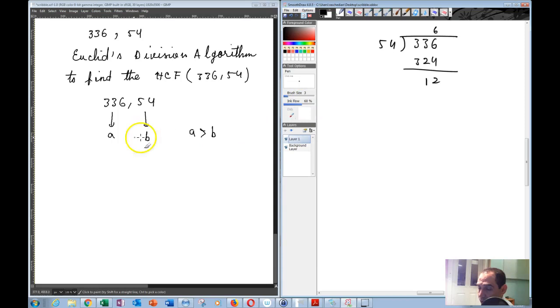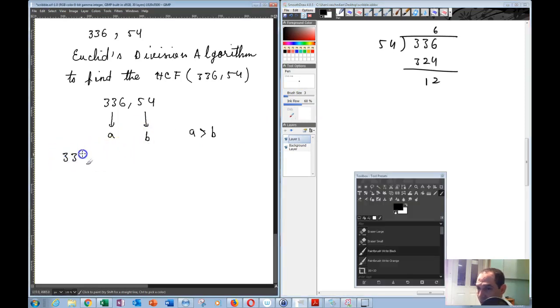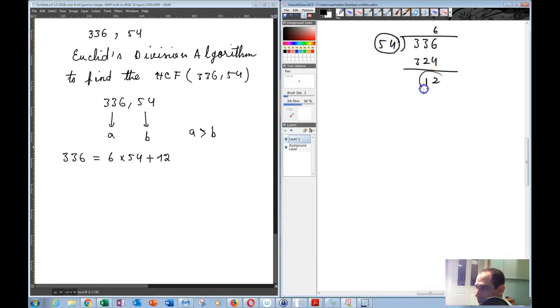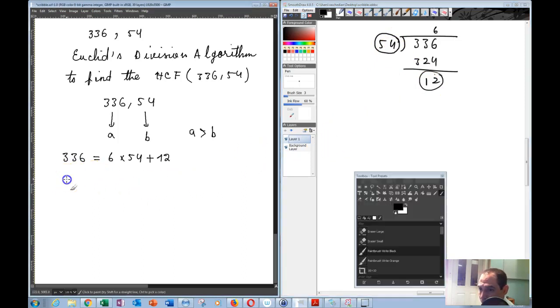So you can write 336 as 54 times 6, or 6 times 54, plus the remainder, which is 12. Then you need to take the divisor and divide it by the remainder in this division, and the reason you have to do that is that your remainder is still not 0. If the remainder was 0, you wouldn't have to do that.